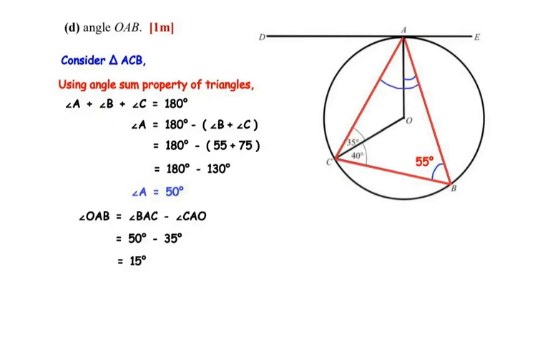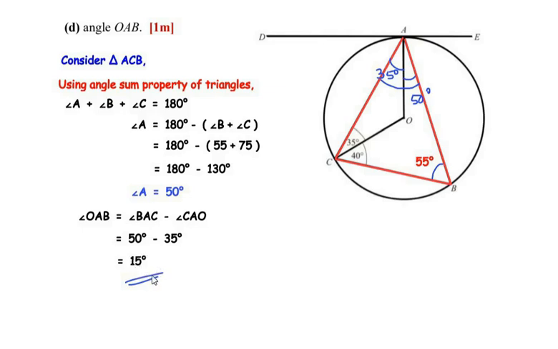Now once we have got the total angle A as 50 degrees, we know that the value of angle OAC is equal to 35 because triangle OAC or triangle AOC was an isosceles triangle. So if we subtract 35 from 50, we are going to get the value of angle OAB. So here we have written angle OAB is equal to angle BAC, that is the total angle, minus the angle CAO. So 50 minus 35 is going to give us the value of angle OAB as 15 degrees. So this is our answer.